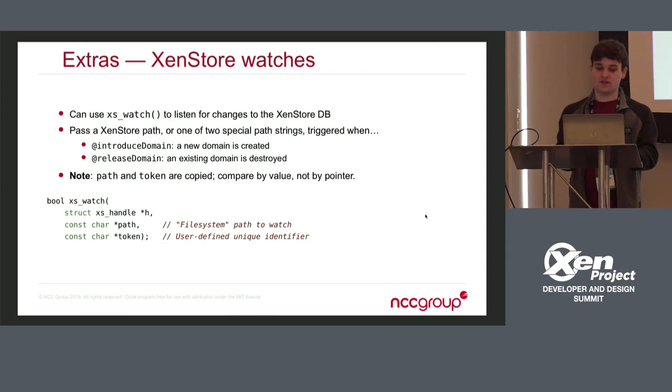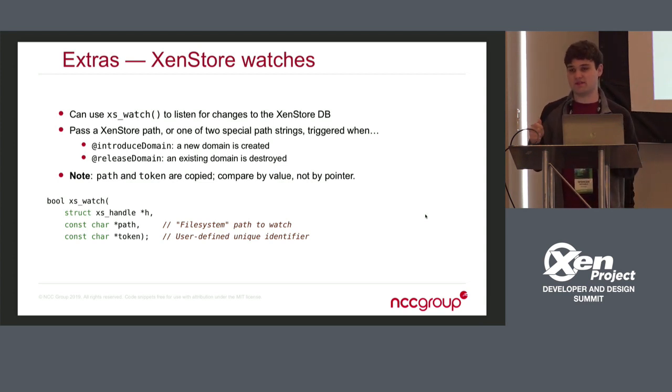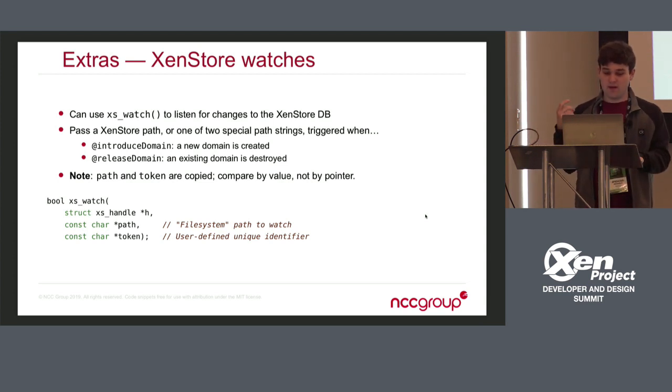And then XenStore watches are interesting because they allow you to watch for changes in XenStore. Basically, you can use xs_watch to watch a particular XenStore path, and you can get an event that says something in this path changed. You can also use the paths @introduceDomain and @releaseDomain. Those are special path strings that will get fired when a new domain is introduced and when an existing domain is destroyed.